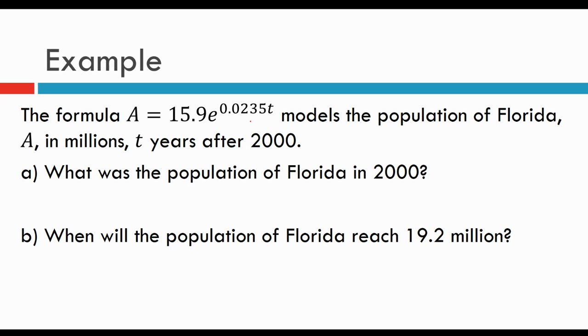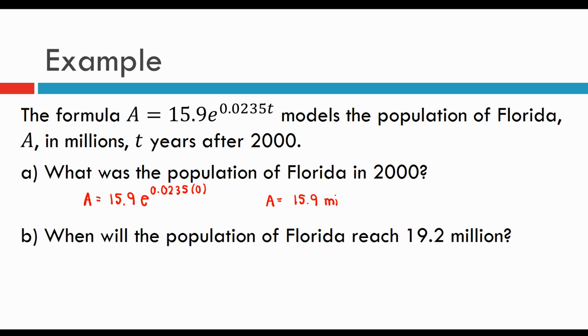Okay, so if this model that is given to us represents t years after 2000, that means the year 2000 is the starting point. That's 0. Okay, so I'm going to plug 0 in for t. And so notice that 0 times that decimal is going to be 0. Anything raised to the power of 0 will be 1. So that means that 15.9 is getting multiplied by 1. So that means that we will have a population of 15.9.